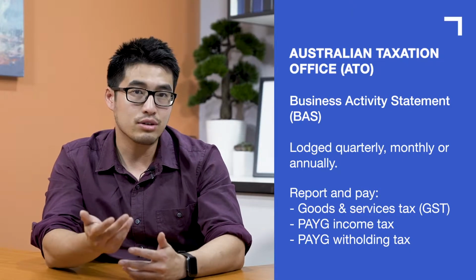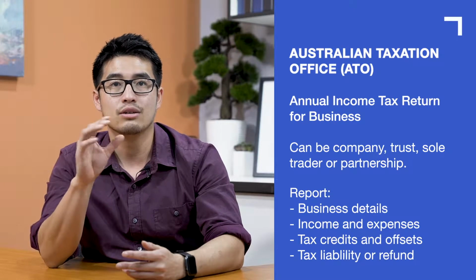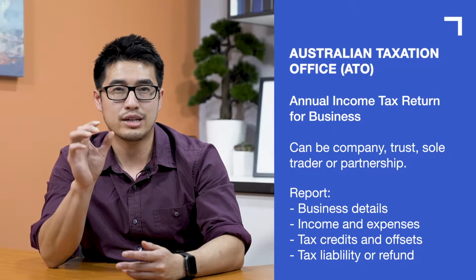What else you have to look at is your tax returns, your income tax returns for the business. So how much profit, how much assets and liabilities. You basically need to provide all the information on how much tax you need to pay.